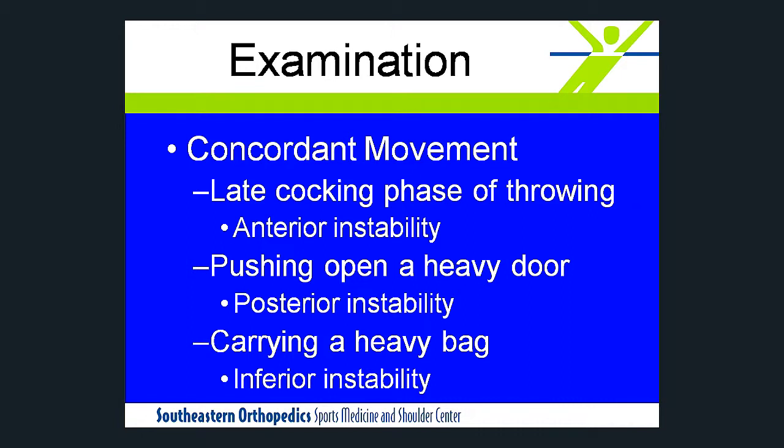If I go to push open a heavy door or I'm weightlifting, I feel my shoulder sort of shift. It's a little uncomfortable. That might be posterior instability. They pick up their luggage or a briefcase and they feel their shoulder kind of slip or give way. That might be indicative of inferior instability. But again, most folks aren't going to be able to tell you these things, particularly the individuals that are coming in that are young overhead athletes.